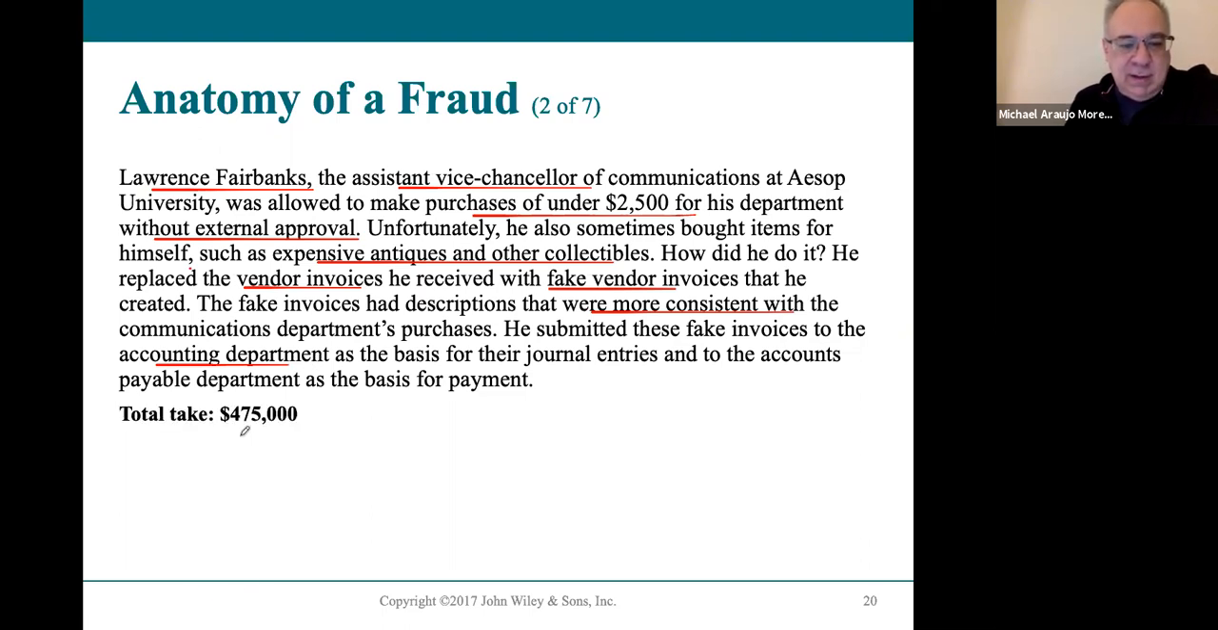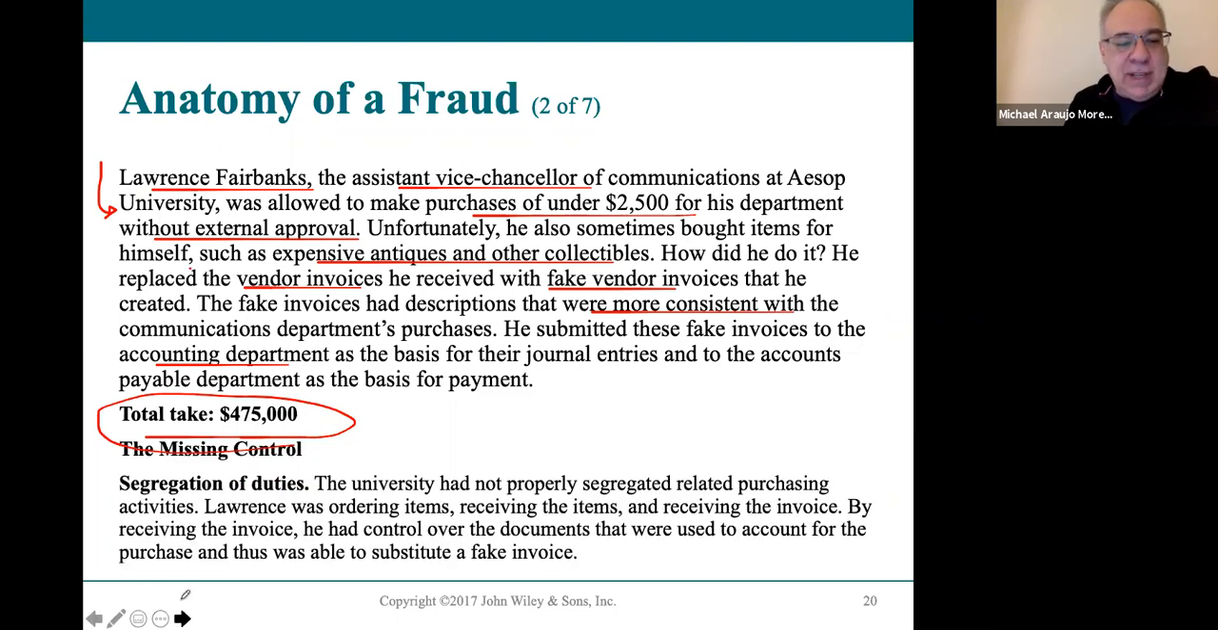Larry took almost $500,000. Now you know why your tuition is going up if you went to ASOP University. That's quite an education they got. The missing control here was that Larry was able to do everything.